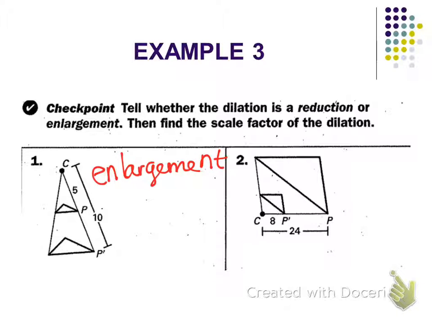We also need to find the scale factor, K. So to find the scale factor, we compare the distance from our center, point C, to a new point, P prime. What's that? 10. We compare that to the distance from the center to an original point. In this case, that's 5. This will reduce to 2 over 1 or 2. So that makes sense. We said it was an enlargement. Our scale factor is bigger than 1. Life is good. We can move on unless we have any questions.